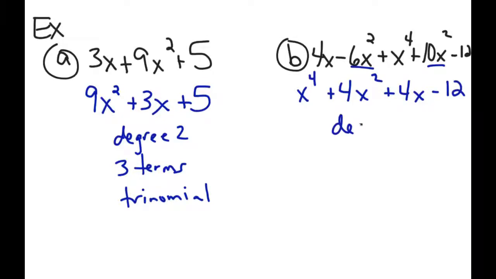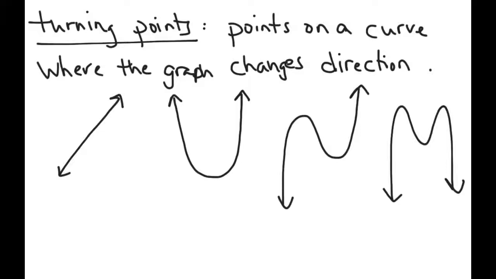This polynomial is degree 4 since it's the biggest exponent. It actually has 4 terms, not 5. Remember, we had to combine like terms before we determined what its degree was and how many terms it really had. And since polynomials that have 4 terms don't have a special name, you can just call it a polynomial of degree 4 or power 4, or you can call it a polynomial of 4 terms, whichever one works for you. Now let's talk about turning points.